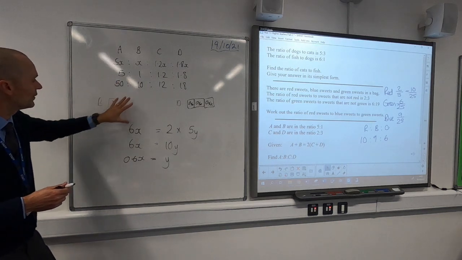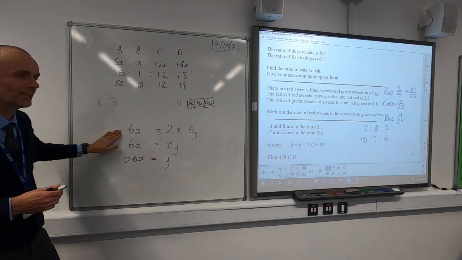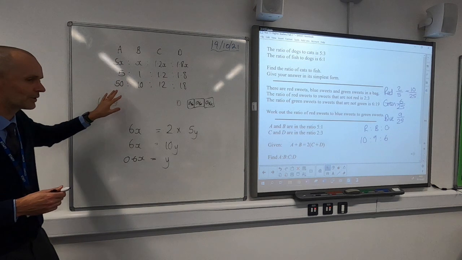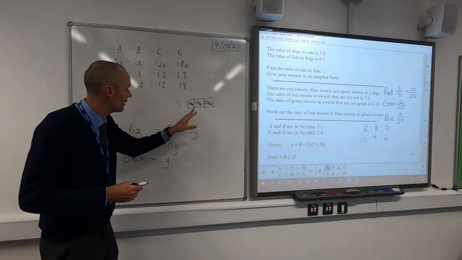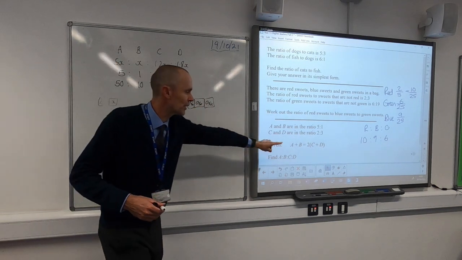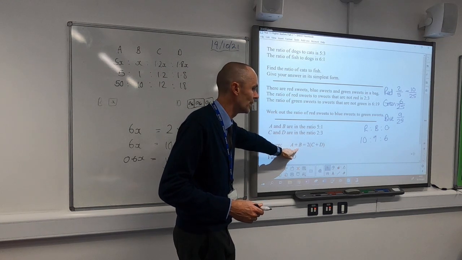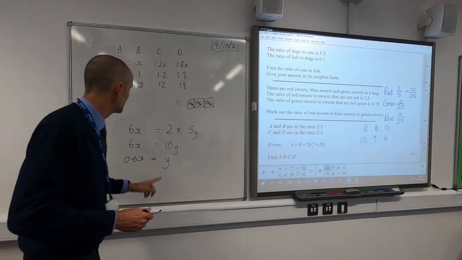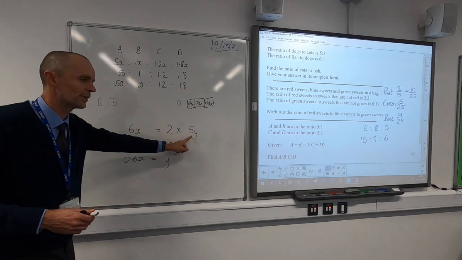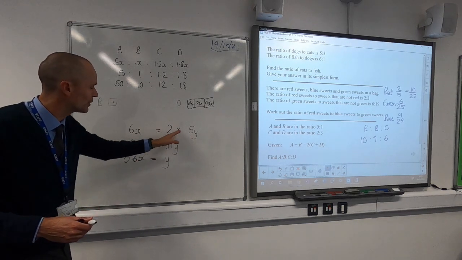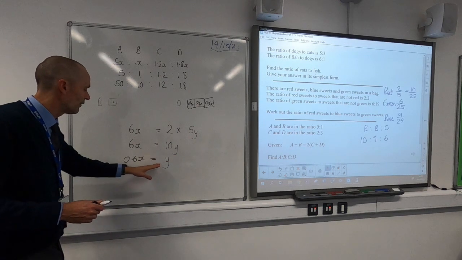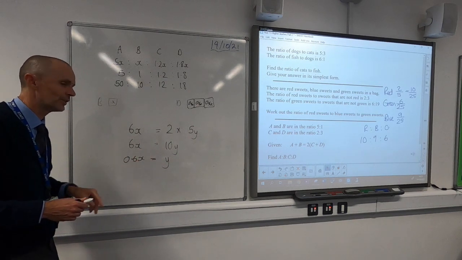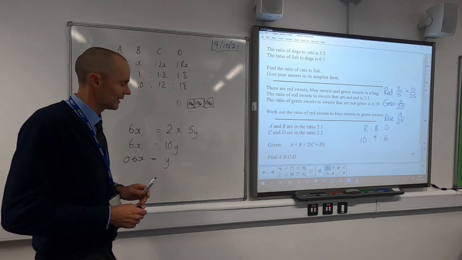Were you happy that the sweets over here added up to 6x sweets? Because there were 6 boxes. And the sweets over here added up to 5y. And we're told that the number of sweets that A and B shared was double the number that the others shared. So I said 6x is equal to 2 lots of 5y. And I worked out from that each y was worth 0.6x. Oh, you divide by 10? That's right.